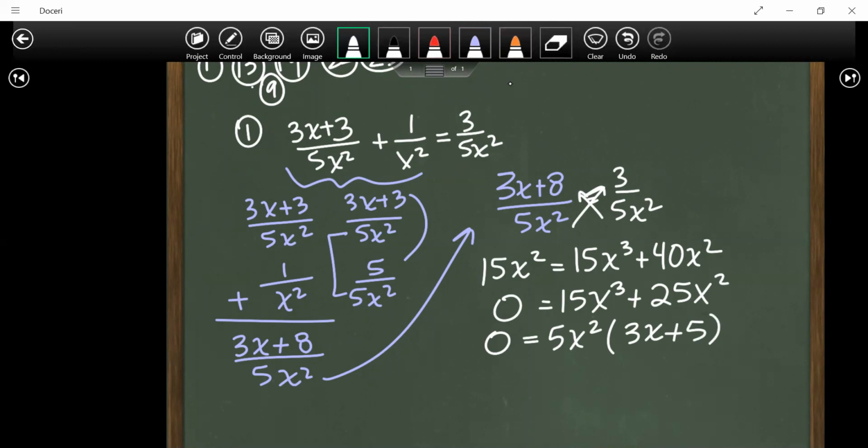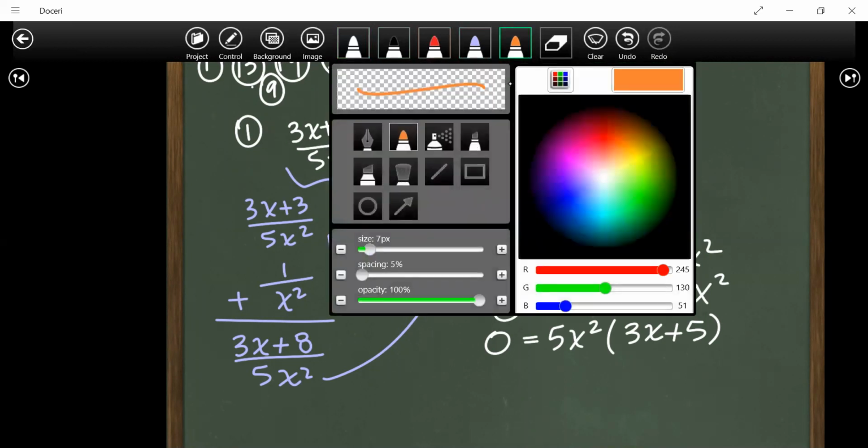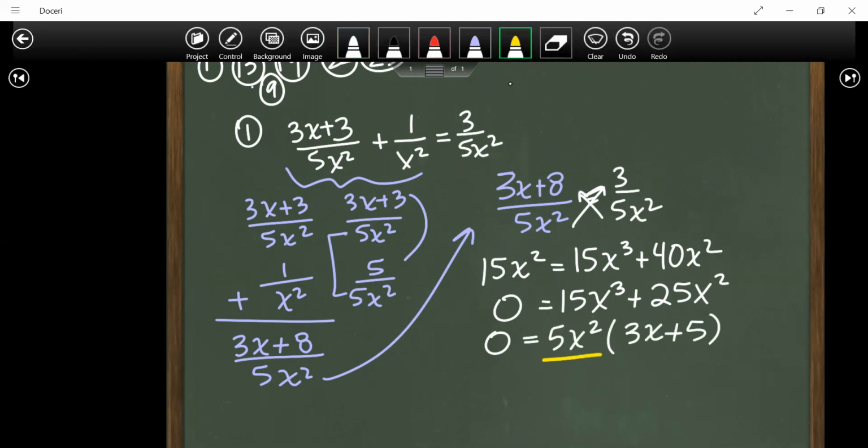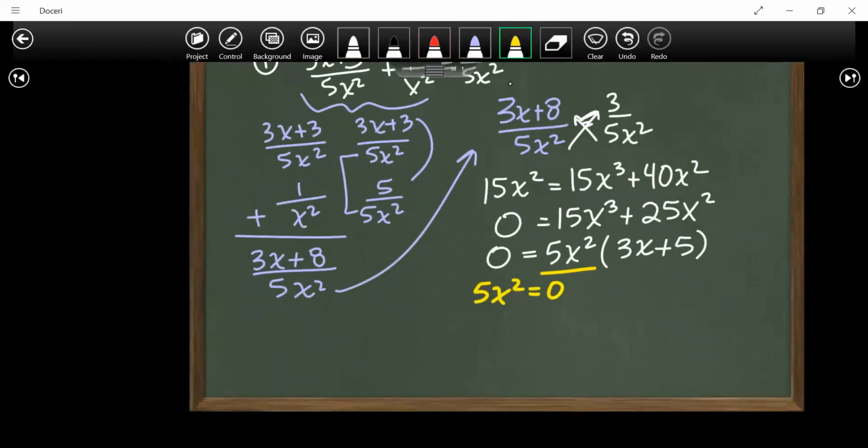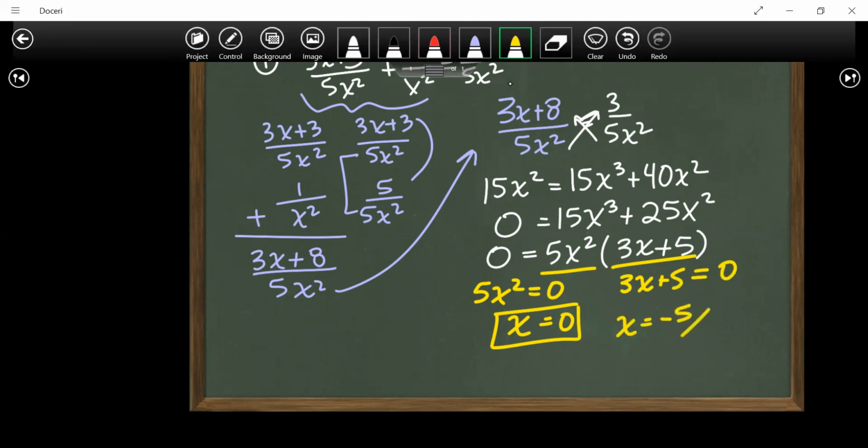So this is going to look nice because we have it in factored terms, so each part becomes a factor. If I really wanted to show you guys, 5x squared is equal to 0. What is x equal to? 0. Anything times 0 is 0. So this one works out really nice. And then if we set this other part equal to 0, we're going to get x is equal to negative 5/3.